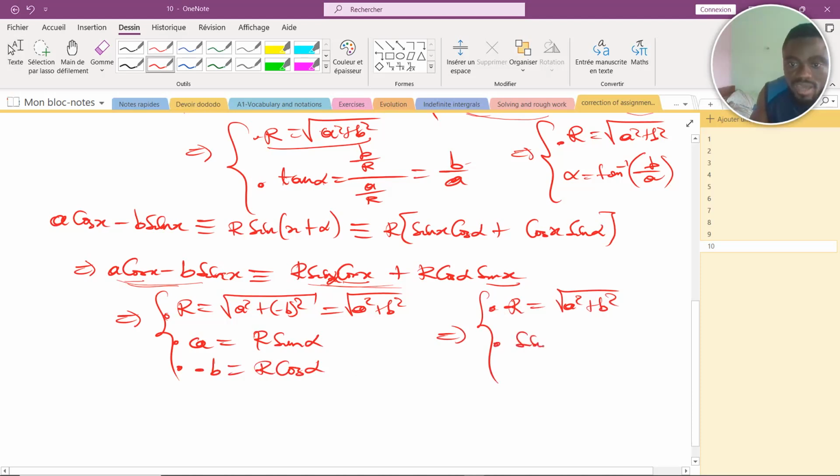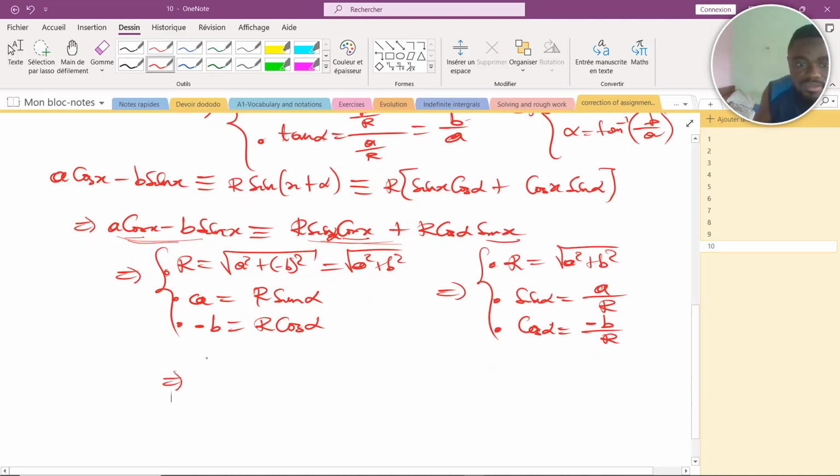Our sine alpha will be equals to what? A on r. Don't forget your r is the square root of a square plus b square. And our cos alpha will be equals to what? Minus b on r. Is that okay? From there, this implies my r will be equals to what? The square root of a square plus b square. Is that okay? Now, to find alpha, I'll divide sine by cos.